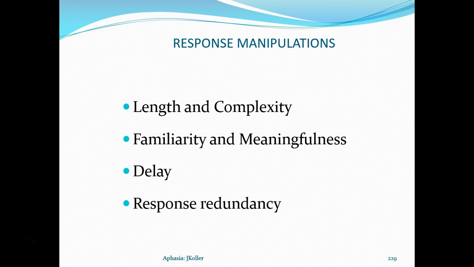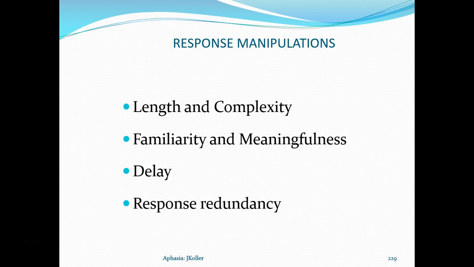Response redundancy. What if I say, don't just say the name of this, but tell me the name of it, its color, and what you do with it? So apple is no longer acceptable. It has to be a red apple that we eat, or a red apple that's a fruit. Well, again, that redundancy may benefit, or it may make things much more difficult for us.